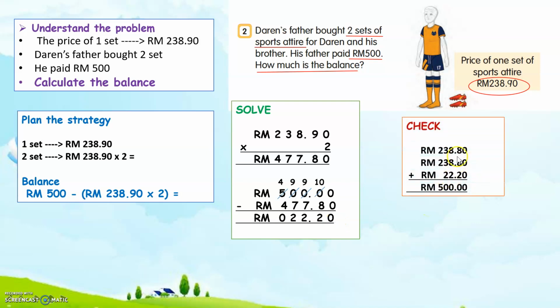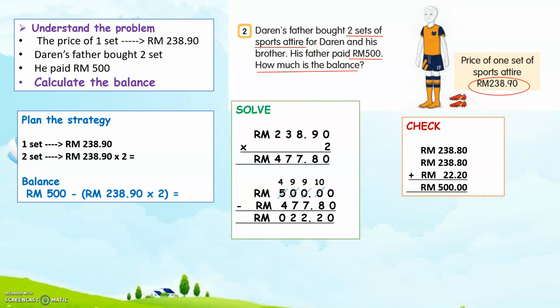Check the answer. This one is for one set. The second set is this one. And the balance is 22 ringgit 20 cent. If we add all the values, we will get the 500 back. That means this balance is correct.